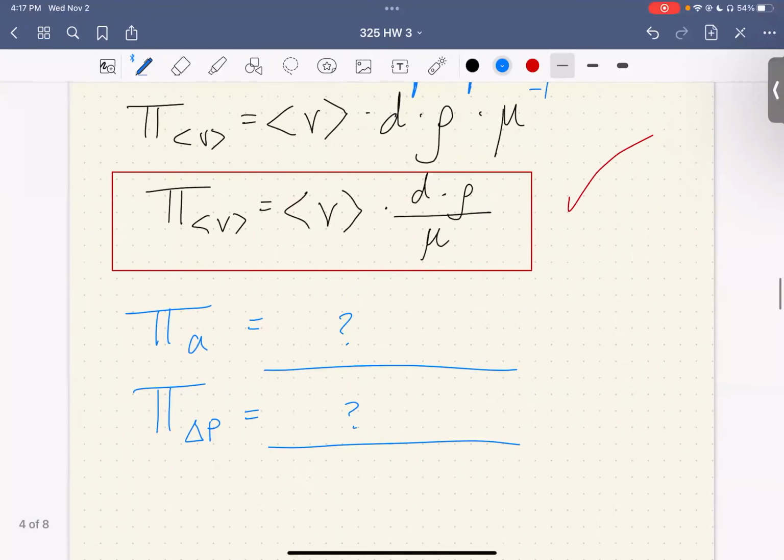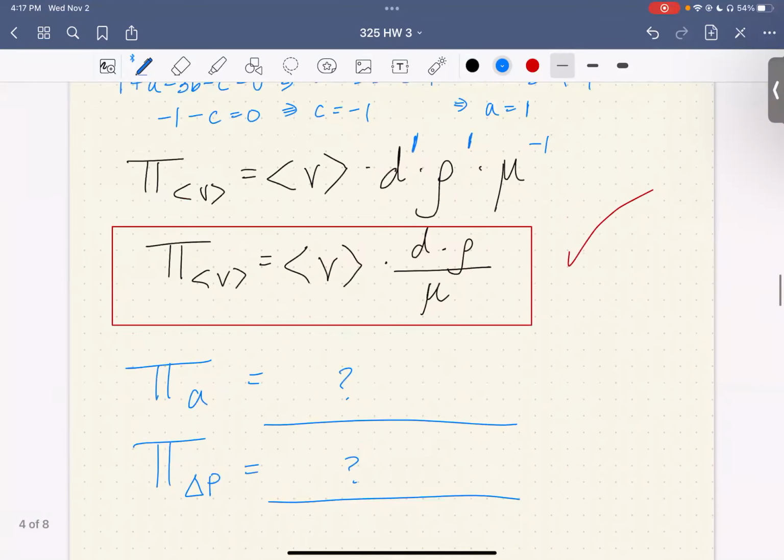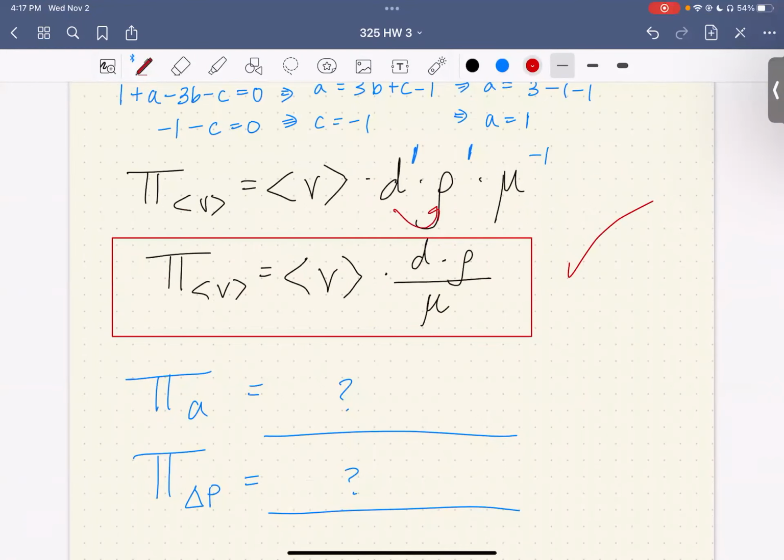Keep in mind that if you change the order in these, you will have different A, B, and C's. But in the end, your answer should still be the same. It doesn't matter which direction, if rho comes first, or D comes first, or mu comes first. In the end, just please stay consistent throughout these kinds of questions. Great, now let's move on to the next question.